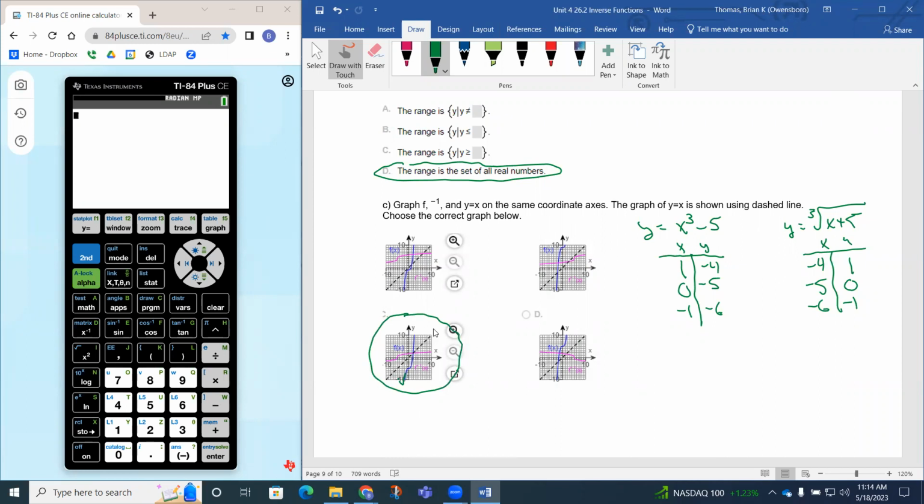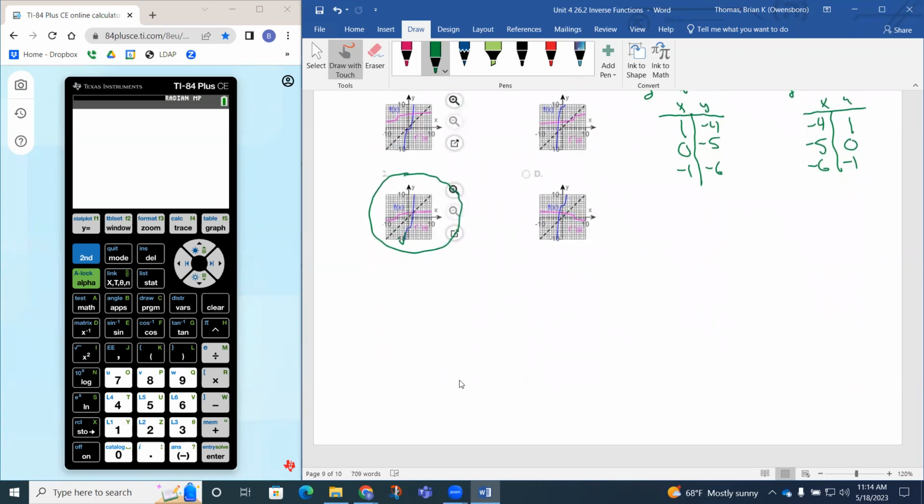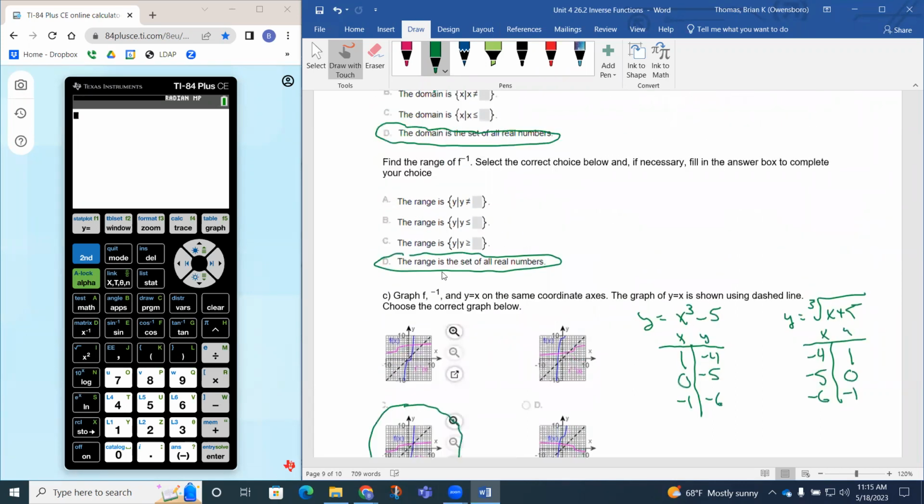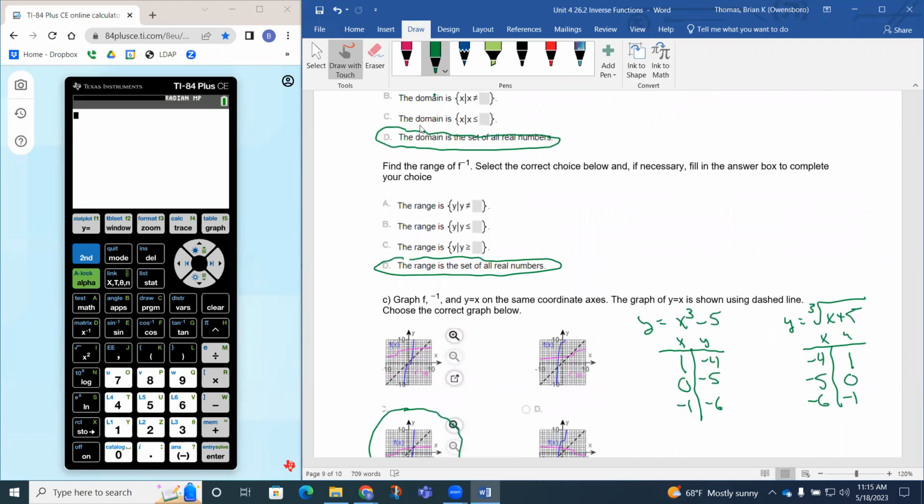Notice how it's also symmetric to the line y equals x. Notice here, these graphs are not symmetric to the line y equals x. These graphs are not symmetric to the line y equals x. And these graphs are not symmetric to the line y equals x. So that's an identifier, is this one. Notice how there's a mirroring across the line y equals x. That kind of helps us out there. All right, that concludes a lesson on inverse functions.